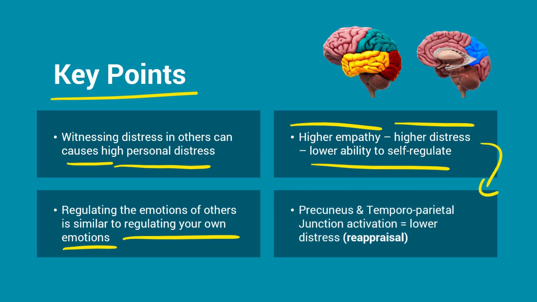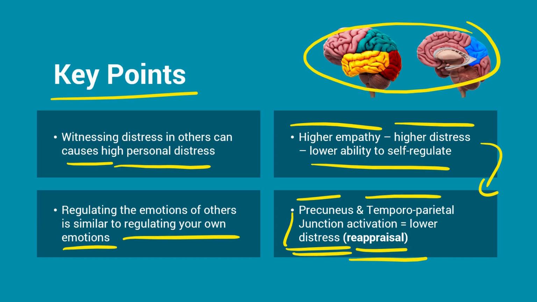And of course, as you build those strategies, that's when we get into the fourth point here, which is that the researchers found that the precuneus and the temporal parietal junction, when they activate more strongly, then there also tended to be lower distress. And that is when we're applying reappraisal and we've got these strategies and we can use them. And as we use them, that's when we see those areas in the brain activate.